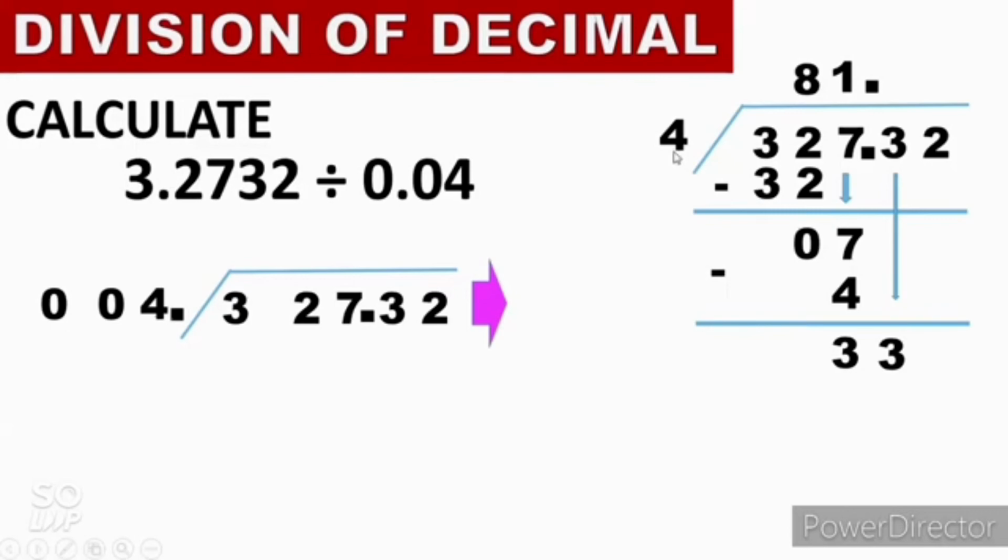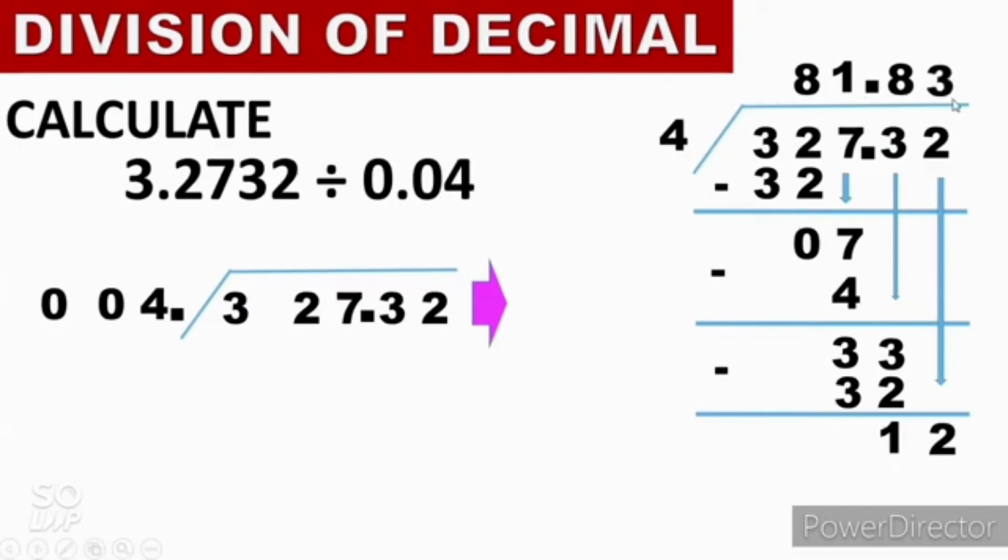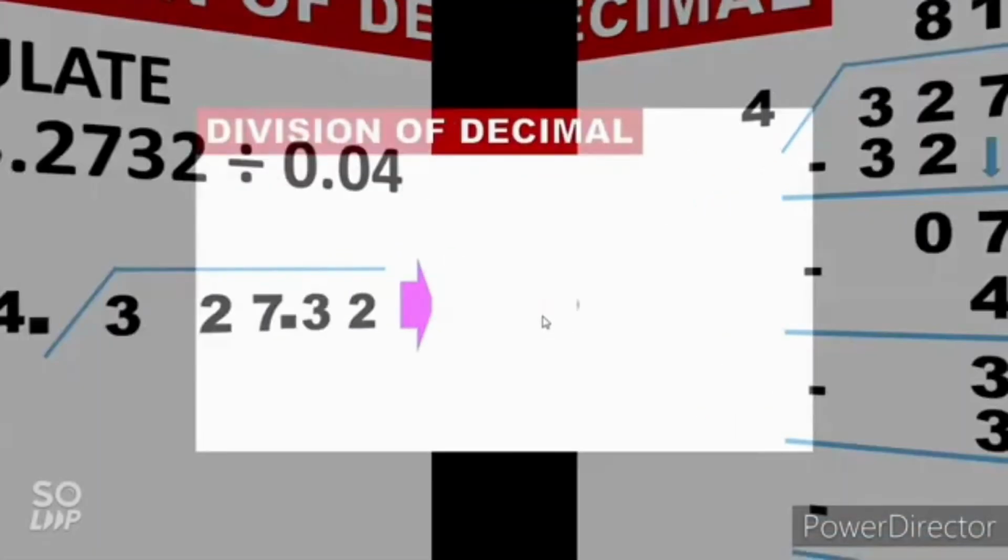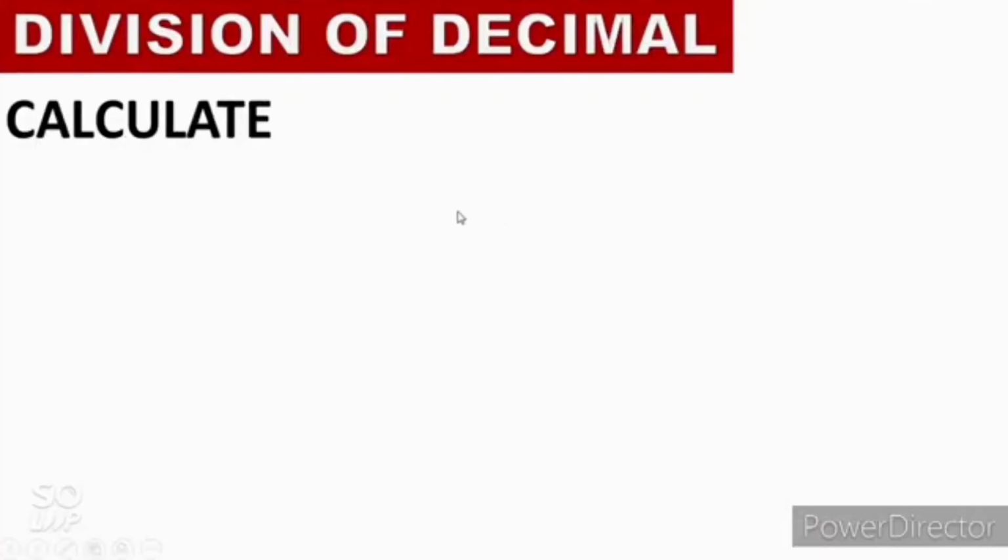And 33 divided by 4, the answer is 8. And 8 times 4 is 32. Now 33 minus 32, the answer is 1. Next we bring down 2. Then we have 12 divided by 4, the answer is 3. 3 times 4 is 12. And 12 minus 12 equals 0. Therefore, the quotient is 81.83. So that is how to divide decimals. So next, let's move on to the next example.